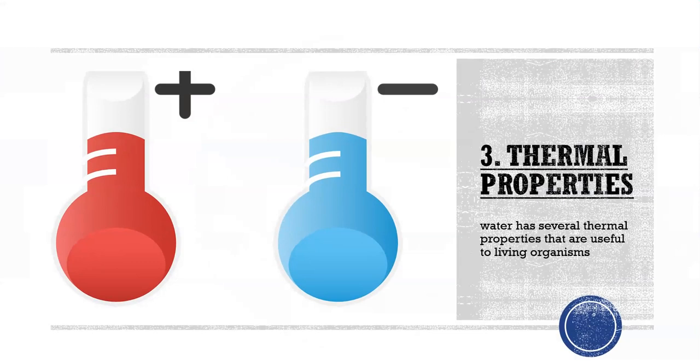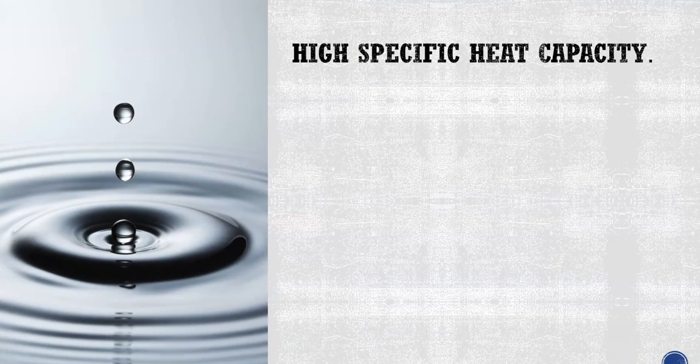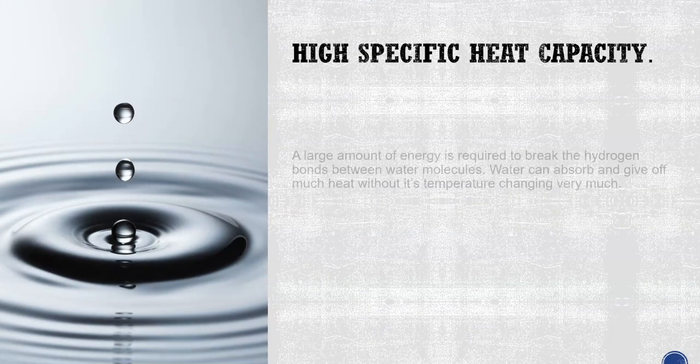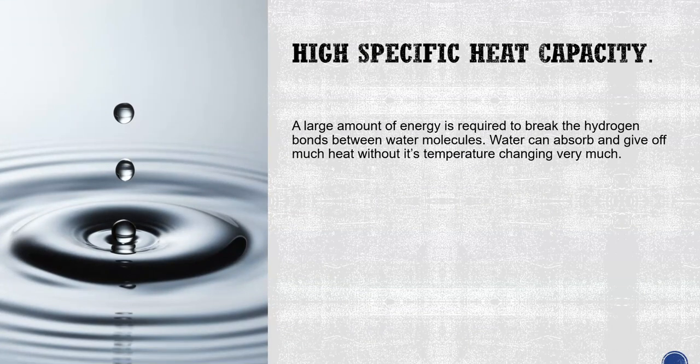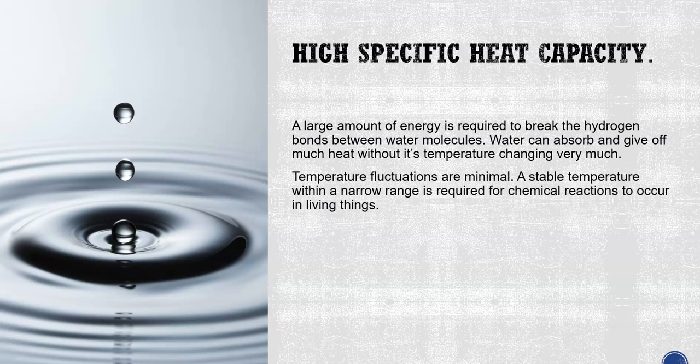Okay, so we had cohesion, adhesion. Now our third property of water was these thermal properties. Water has several thermal properties that are really useful to living organisms. Water has what we call a high specific heat capacity, and that is that a large amount of energy is required to break the hydrogen bonds between these water molecules. So water can effectively absorb and give off much heat without its temperature changing very much.